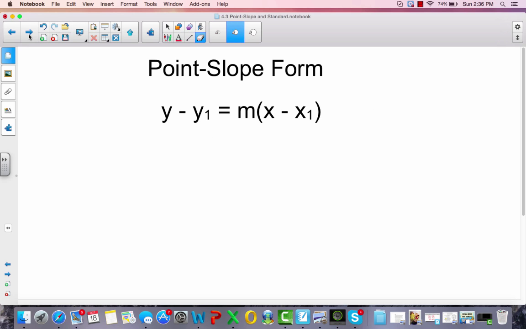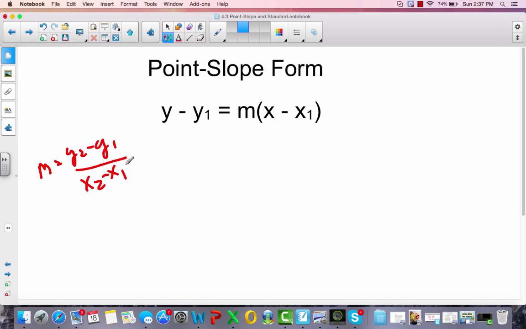Point-slope form: y minus y1 equals m times x minus x1. If you remember correctly, whenever we did slope, we did m equals y2 minus y1 over x2 minus x1. We had 2 points that we were dealing with, so we labeled them y2, x2, and y1, x1. In this one, we've only got a y1 and an x1 up there. That's because we're only dealing with one point.